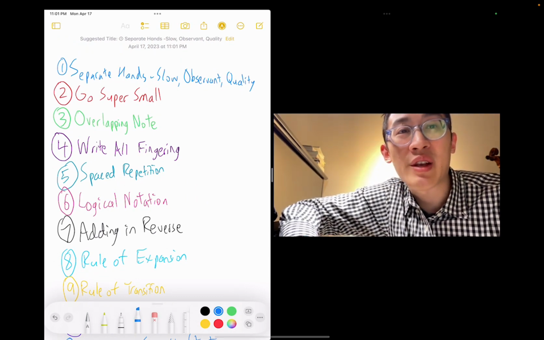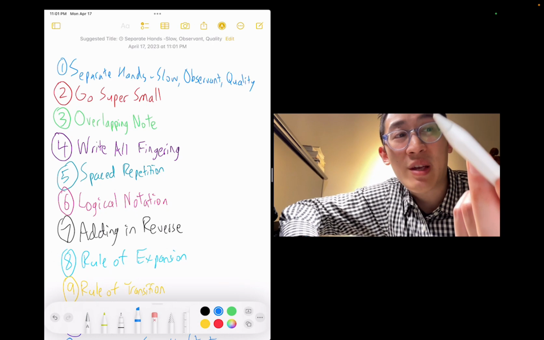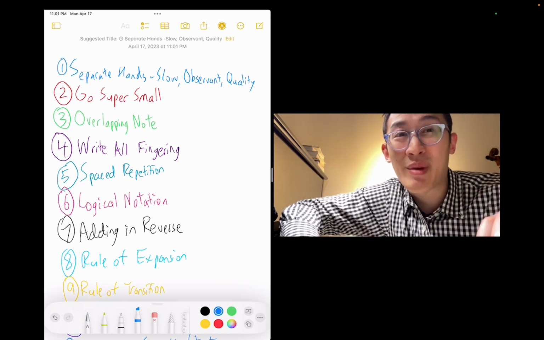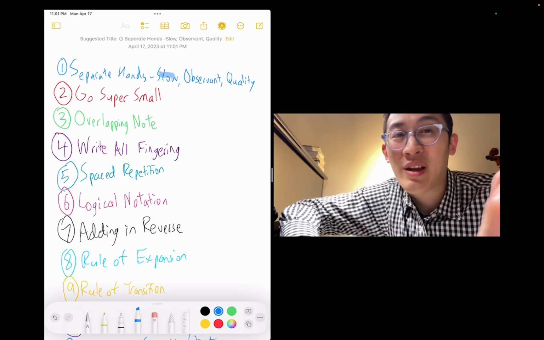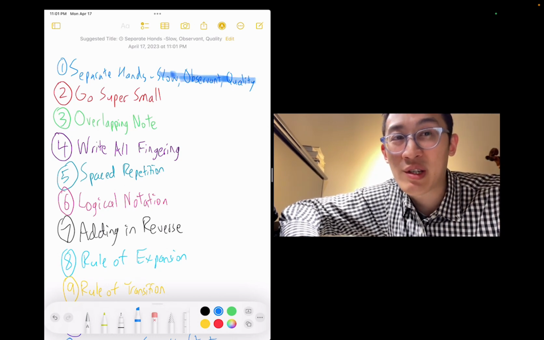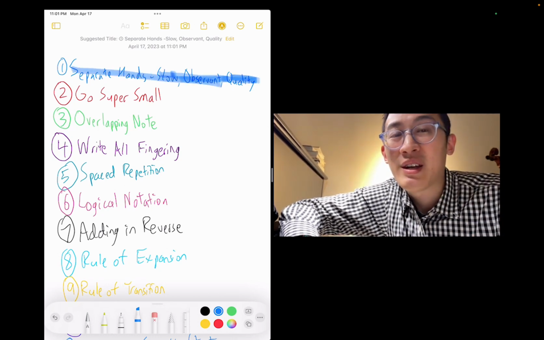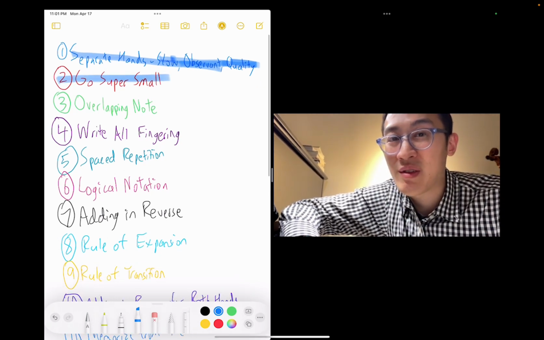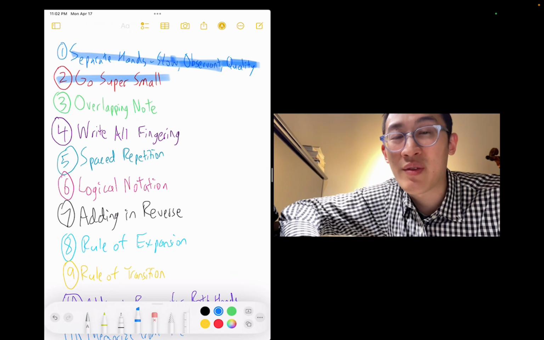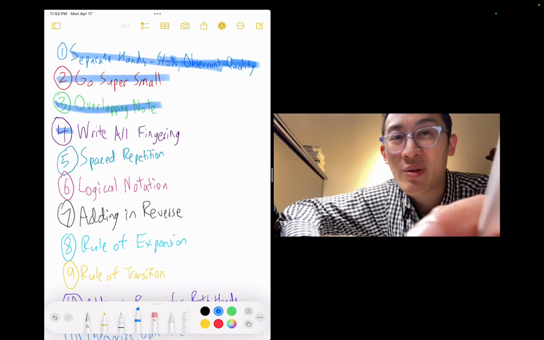So let's see if we covered everything. We're starting with separate hands. We did even quarter measure separate hand sets here. We didn't really do that slow, but you go as slow as necessary. We're observant. We don't misread the notes. We do it to a very high quality. We went very small. We did quarter measure separate hand sets. We sometimes broke things down even smaller than that. Always have an overlapping note because of sets in my logical methodology. All the fingerings are written out beforehand.